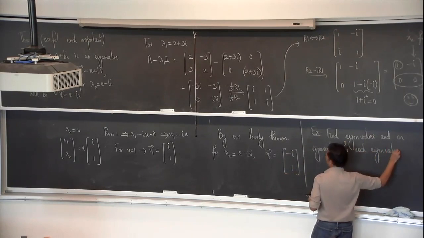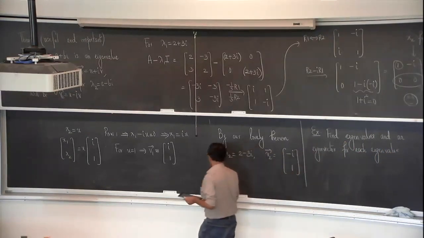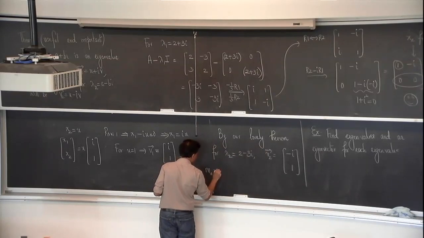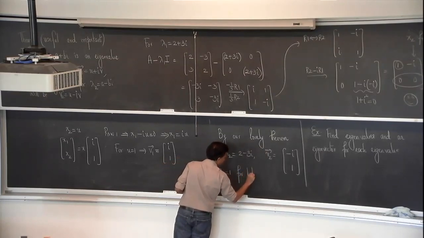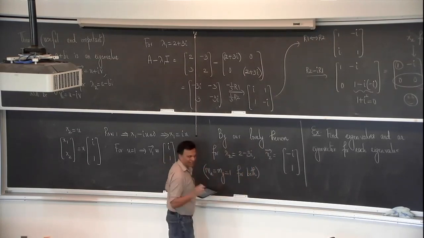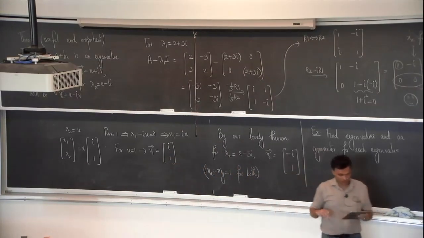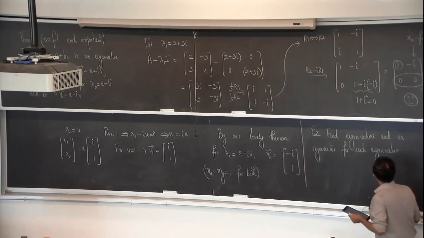Oh, I forgot to write. I think it's pretty straightforward. Both MA and MG are equal to 1 for both. There is no repeated eigenvalue, so there is nothing going on there. That's a pretty boring case.